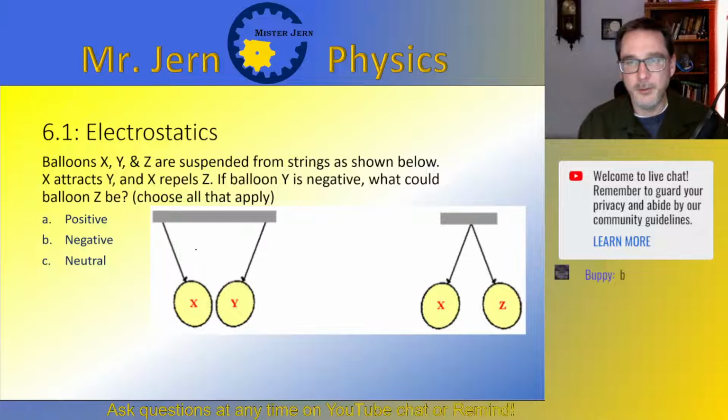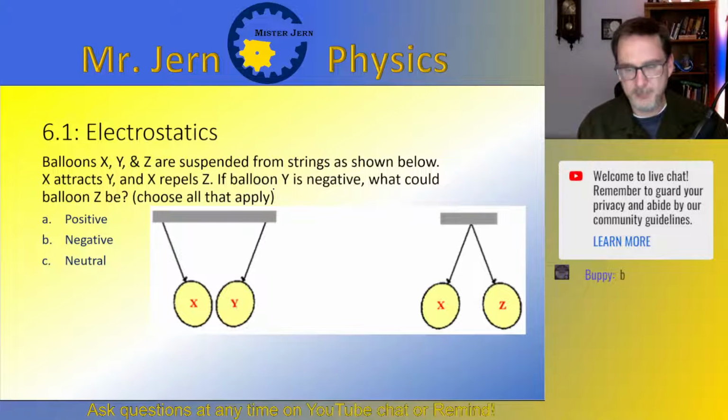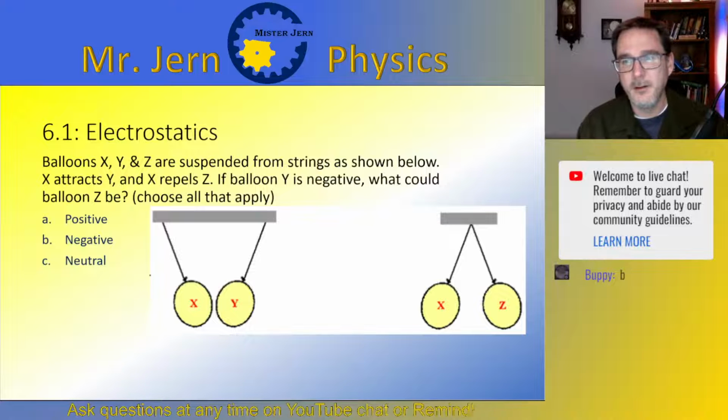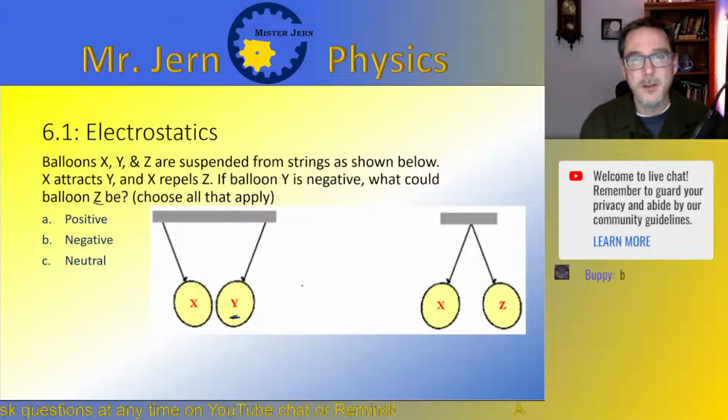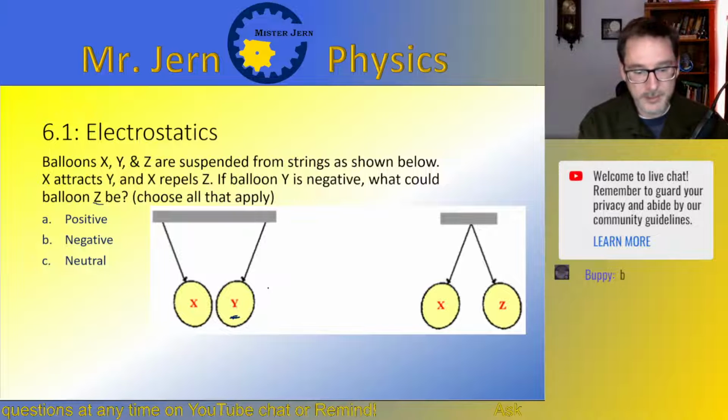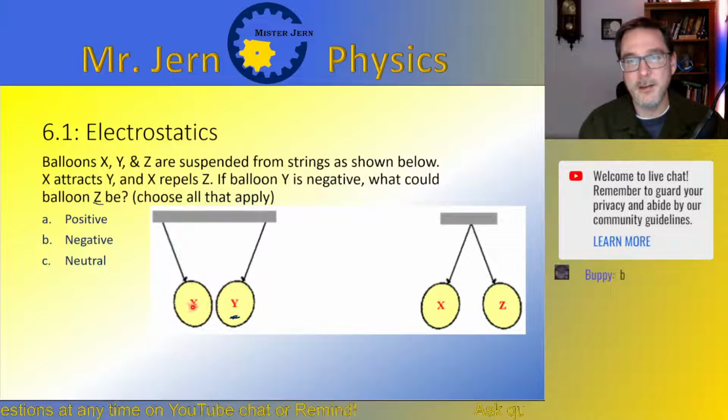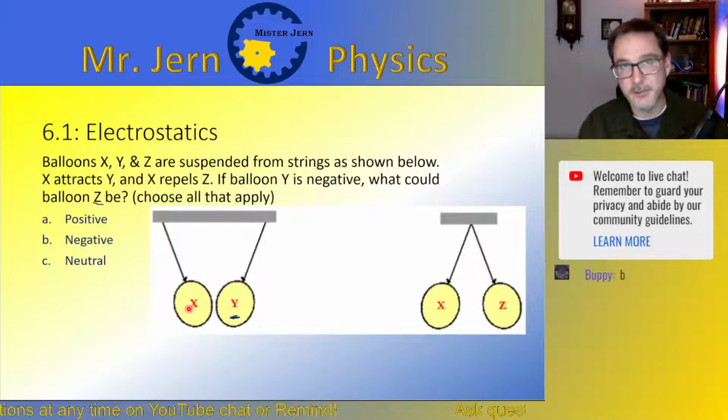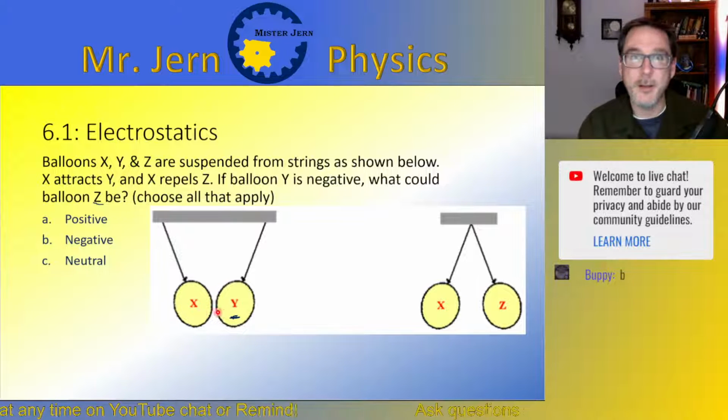Okay. Oh wait, well this one is there. Interesting. Oh, okay, I see. Y is negative, and we want to know what balloon Z could be. So Y is negative. Definitely, that is given, right? So what I see happen all the time is, all right, Y is negative. That means X must be positive, or it could be neutral because it could be attracted to it. Either way, positive or neutral.